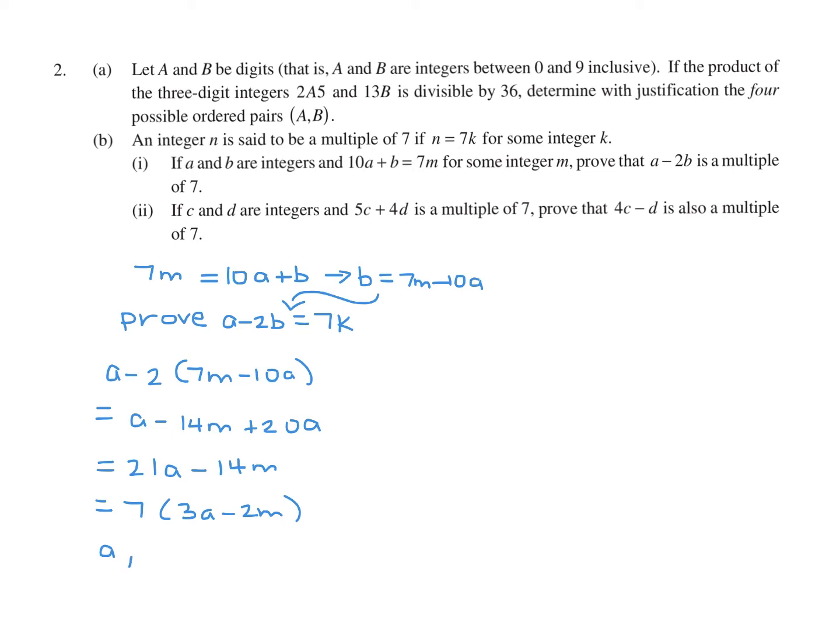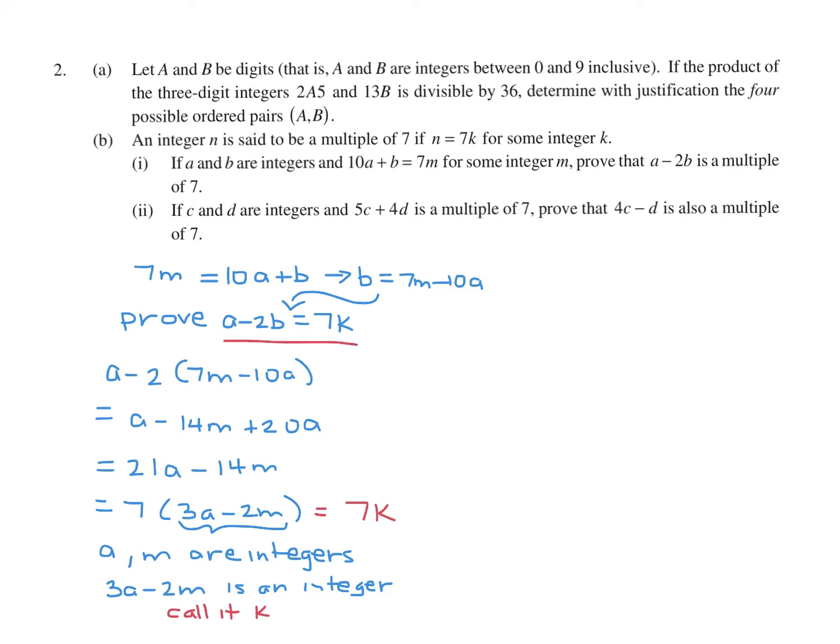Now, a and m are integers, correct? A and b, but a and m also are integers, according to the question. A and b are integers, m is an integer, right? So if a and m are integers, then 3a minus 2m is also an integer. And we can call that whatever we want. We could denote it k. Why not? Call it k. So that basically means that this is 7k. And that's it. That's all we wanted to prove.